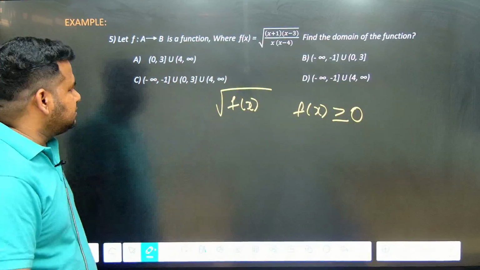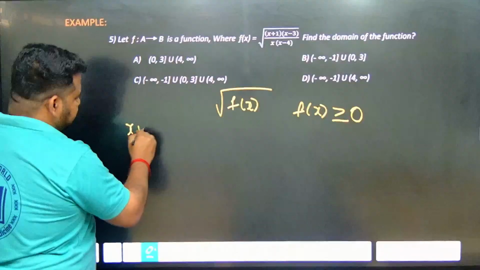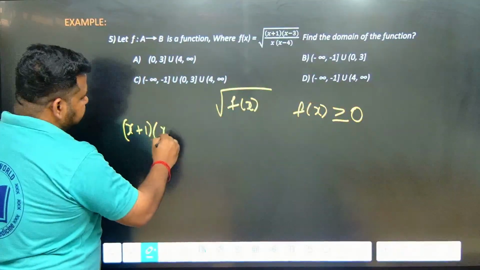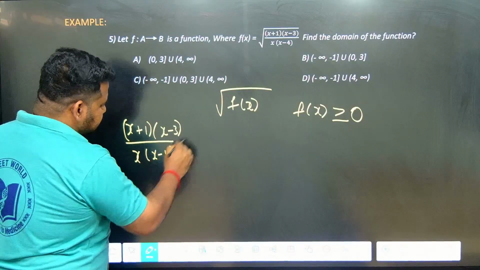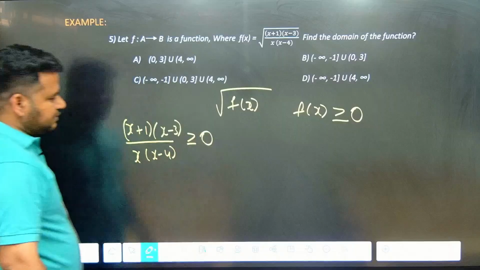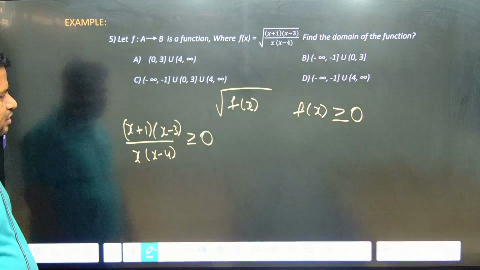Similarly, let us take this. So we take it as (x plus 1)(x minus 3) divided by x(x minus 4) is greater than or equal to 0. Now let us apply wavy curve method.